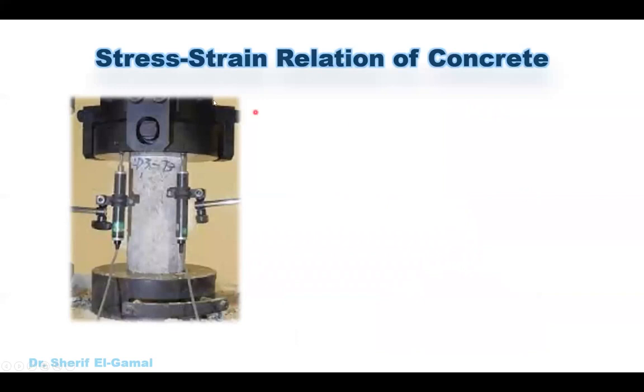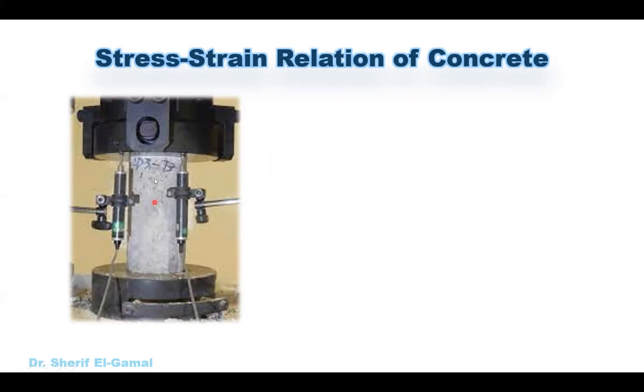Now, what is the stress-strain relation of concrete? This stress-strain relationship of concrete is very important because using this one, we can analyze and understand the internal stresses and design of reinforced concrete sections. So how do we measure the stress-strain relation in concrete? We do that using a concrete cube or concrete cylinder under compression force. The force we get from the machine itself, and the strains we measure using LVDTs connected to the cube and the machine.